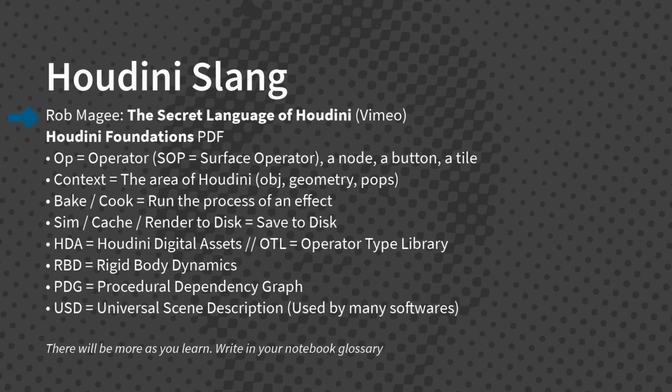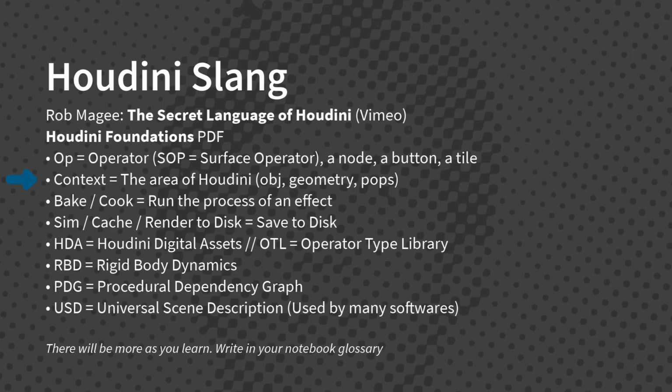So the Houdini slang. Robert McGee's video is well worth watching, and the Houdini Foundation's page is well worth watching. The OP equals operator, which is a node. I call it a node, and I'll sometimes call it a button, or a tile, like a tile on a floor because it's square. It's not a button, but sometimes I'll accidentally use that. That might just be Garmanisms, not anybody else's.